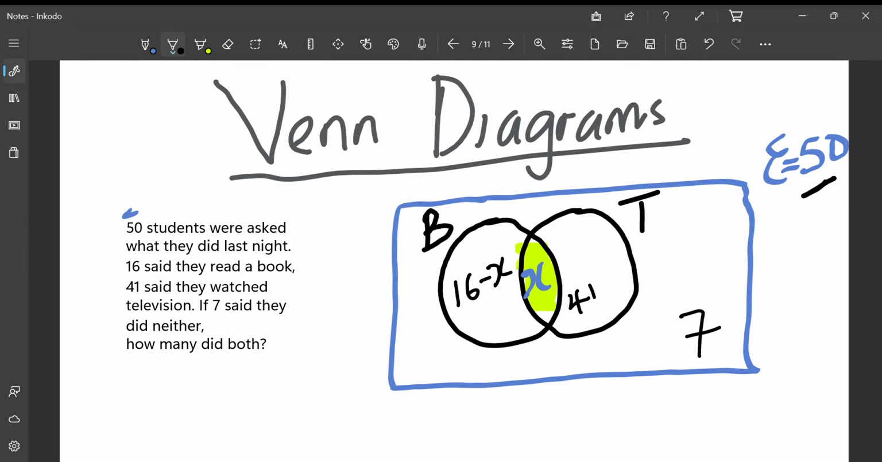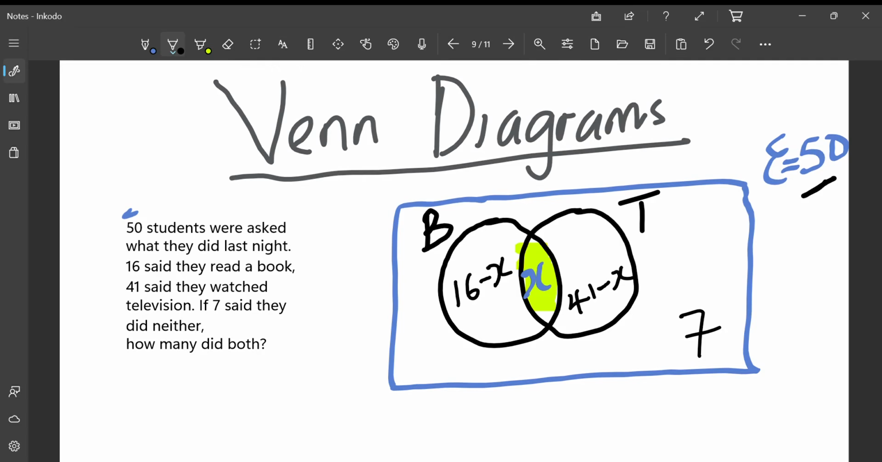I'll do the same thing for the TV side. I will also minus X. Those people that did both also went to read book, and I don't want them in my television side. So I will minus what is in the center from both sides. All right. So now with this, I can proceed.